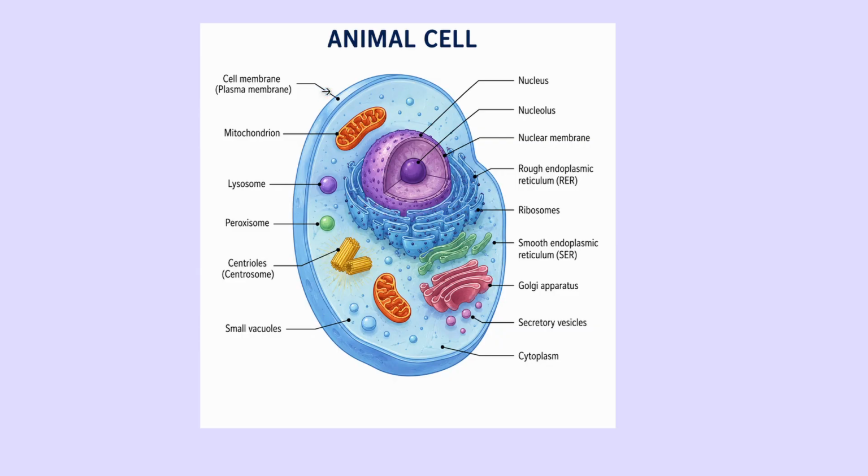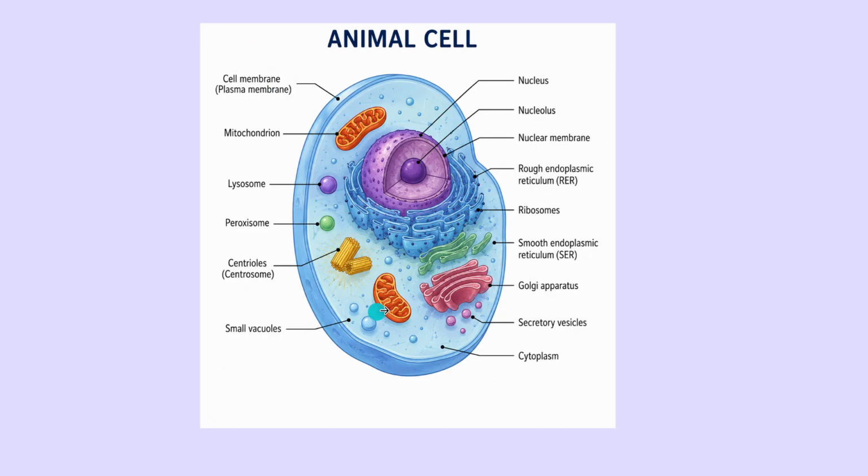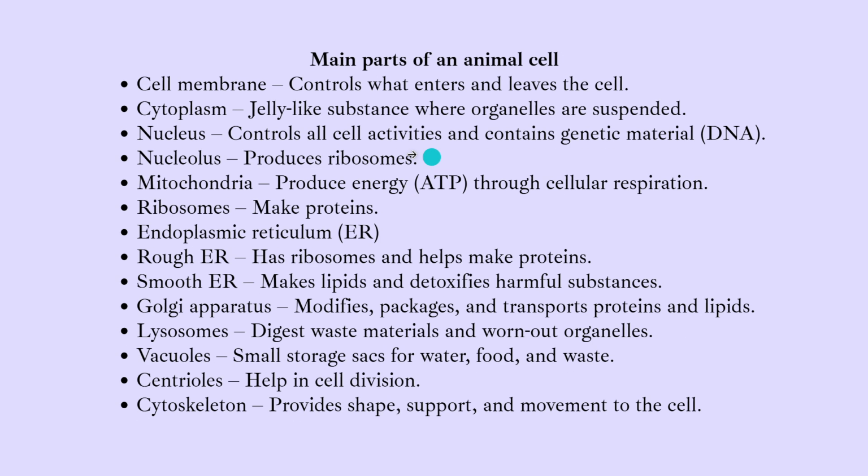Now, one by one, we will see the function of every component, every organelle within this animal cell. So, the cell membrane controls what enters and leaves the cell. Then there is the cytoplasm. It is a jelly-like substance in which the organelles are suspended. See, this is the cytoplasm, the blue thing, and every organelle is submerged in it. So it is a jelly-like structure, right?